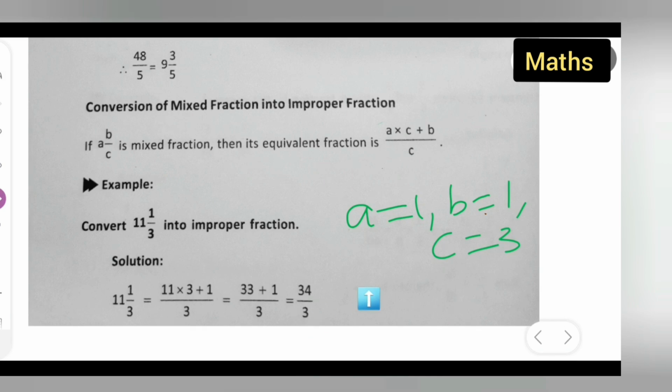Okay, so I hope you all have understood the conversion, all the topic is clear.